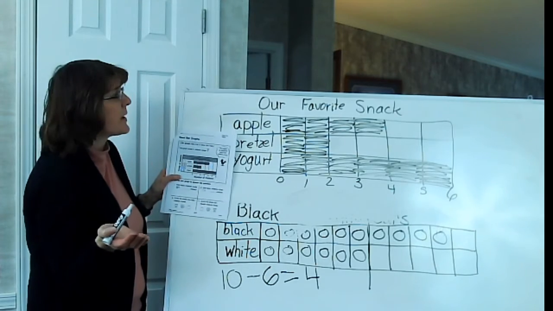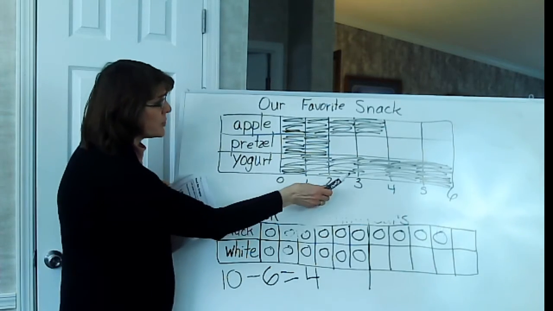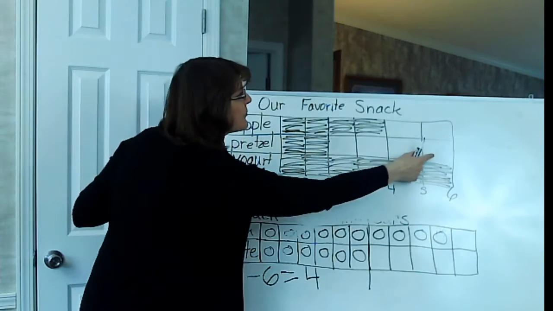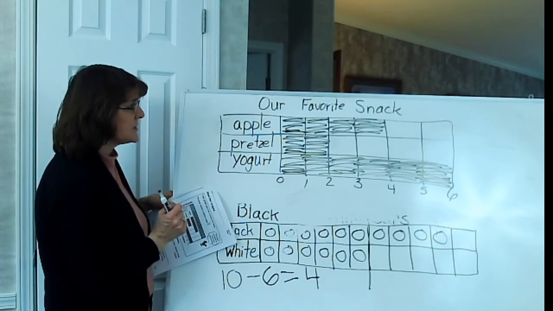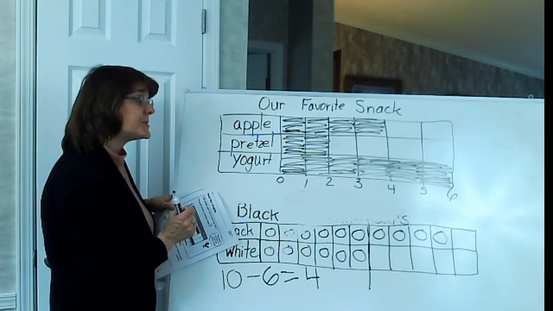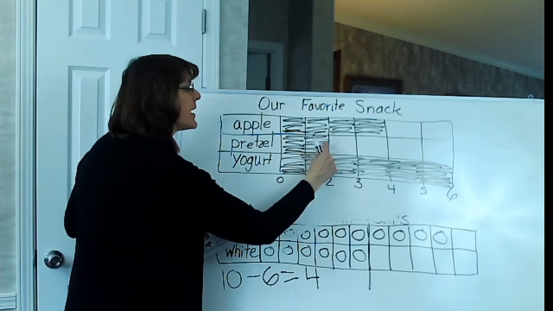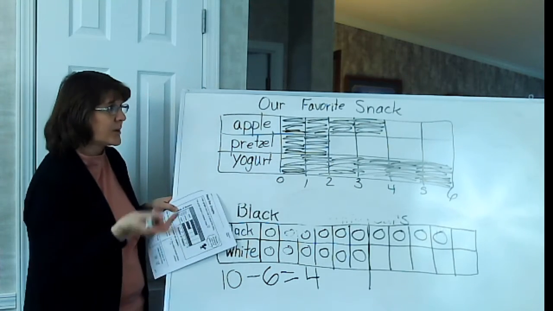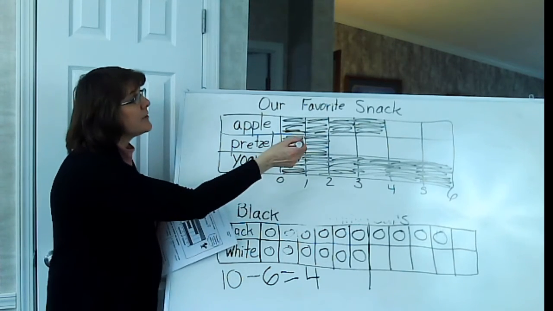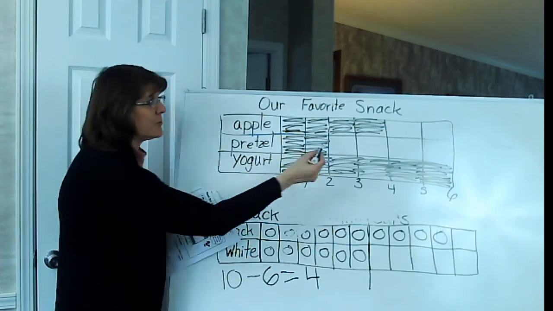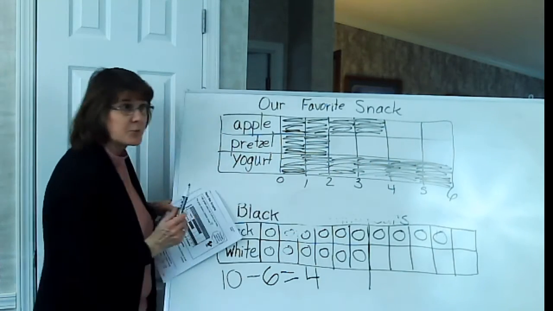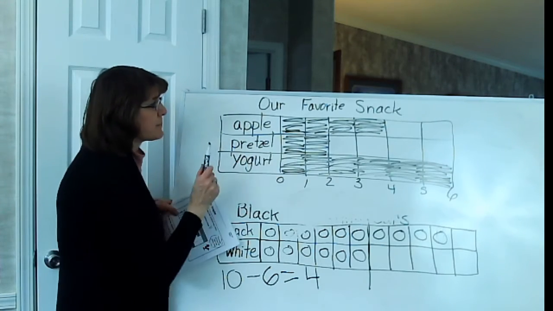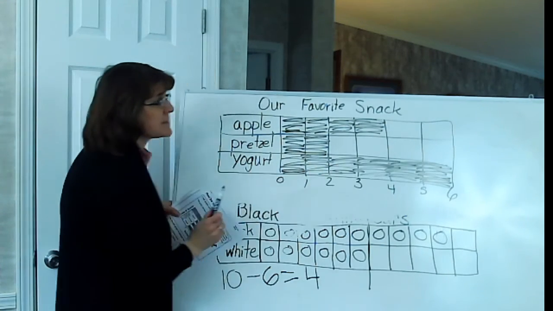Again, we could do some comparisons. We could say how many more yogurt are there than pretzels. We could count the extra and see there are 4 more yogurt than pretzels. How many more apples are there than pretzels? We could look at how they compare. And there are 2 more apples than pretzels. We can also do the reverse and say how many fewer pretzels than yogurt, which we would still look at the empty boxes, which would be 4. Or how many fewer pretzels than apples. We could look at the empty box and say there are 2.